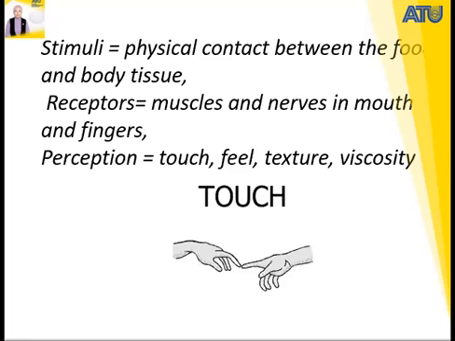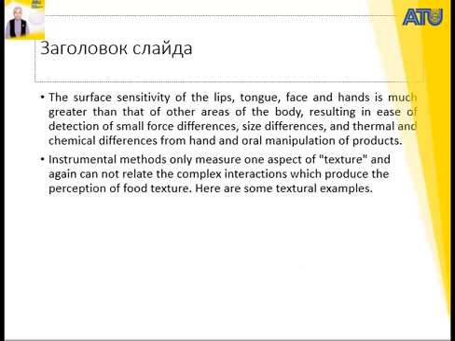As we understand, these are all receptors of muscles and nerves in the mouth, fingers, and skin all over. As perception, we take touch, feel, texture, viscosity, and other parameters of food products. The surface sensitivity of our lips, tongue, face, and hands is much greater than other areas of the body, resulting in ease of detection of small force differences, size differences, and thermal and chemical differences from hand and oral manipulation of products. Instrumental methods only measure one aspect of texture and can't relate to the complex interactions which produce the perception of food texture.